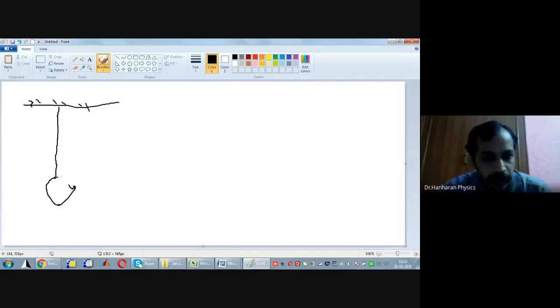A bob of mass M is attached. Is this clear? What is a simple pendulum? A simple pendulum is an arrangement in which a bob of mass m is attached to this string.